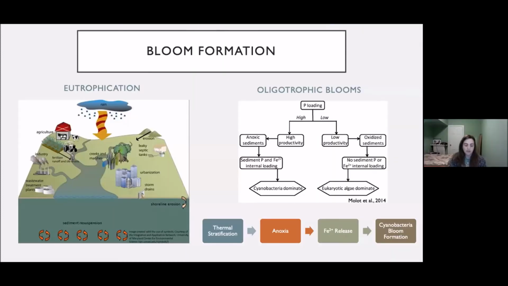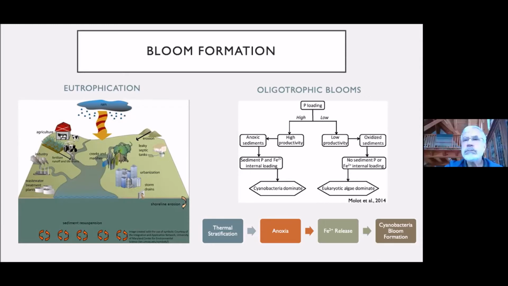The main cause of cyanobacteria blooms is believed to be eutrophication, which you can see examples of on the left. Eutrophication is excessive concentrations of nutrients in a water body that result in increased biological productivity and decreased dissolved oxygen concentrations. The main nutrient of concern for cyanobacteria blooms is phosphorus.